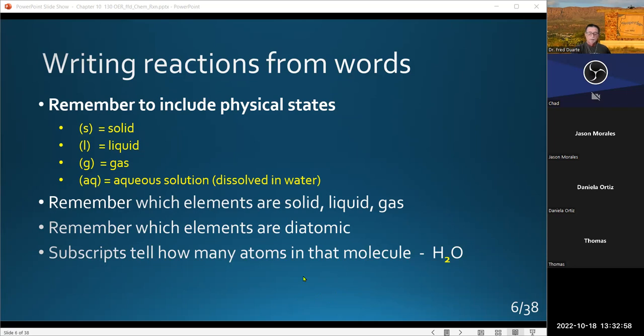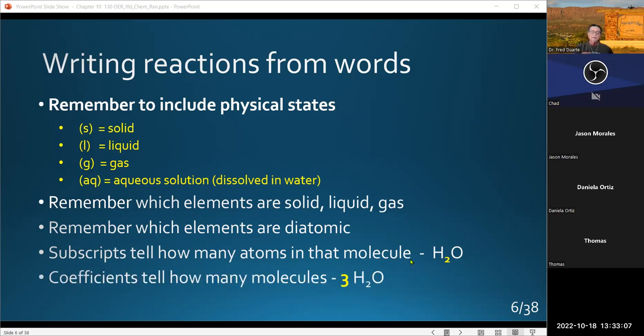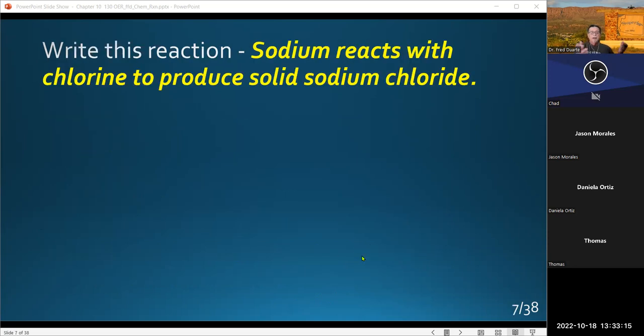Okay. We know about the subscripts. We've done quite a number of examples. Subscripts tell us how many atoms in that molecule. Okay. And the coefficients tell us how many of those molecules we have. Okay. So here we have a reaction, again, written down in words. So we're going to have to take what is written in words and convert it to a chemical reaction.